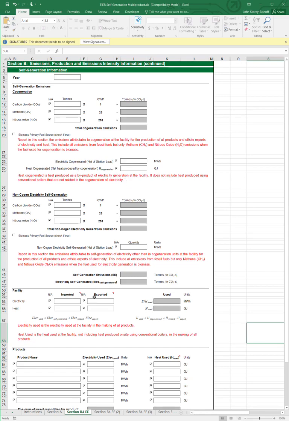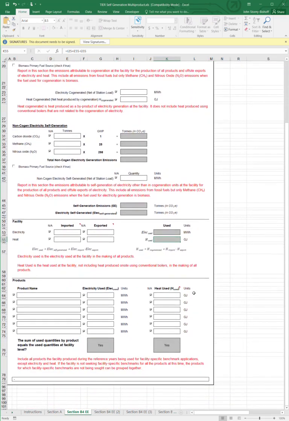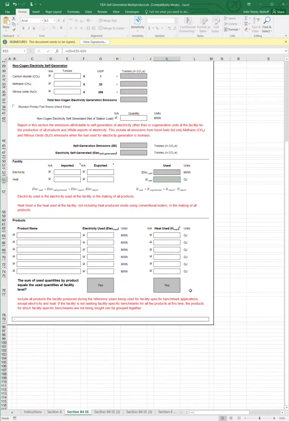The next section, facility, is to report the quantities of electricity and heat imported from outside the facility boundary. This section will calculate the total electricity and heat used at the facility during the period. The last section is for the facility to split the used quantities calculated above between the products of the facility.